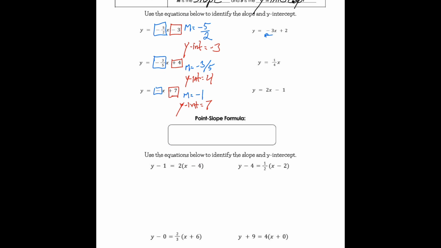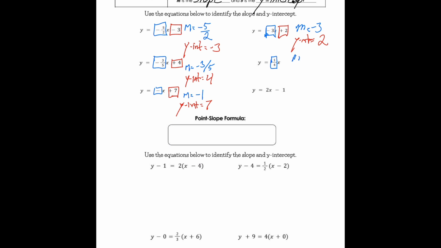On this equation here, our slope equals -3. Our y-intercept equals 2. On this equation here, our slope equals 1/4.